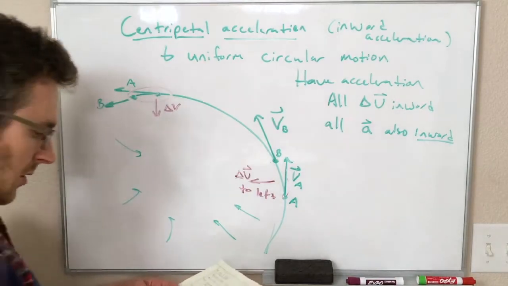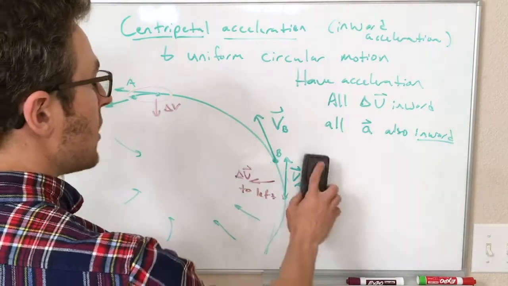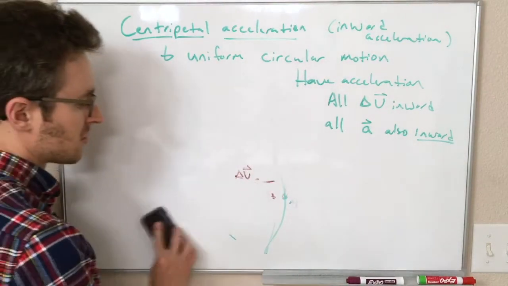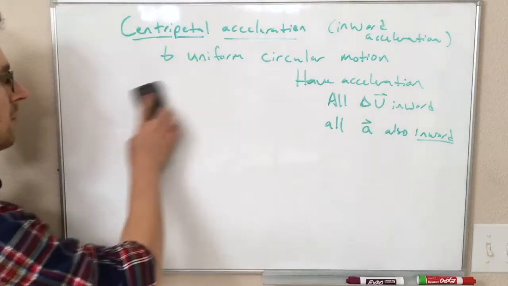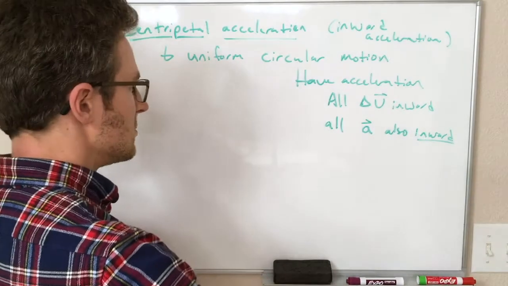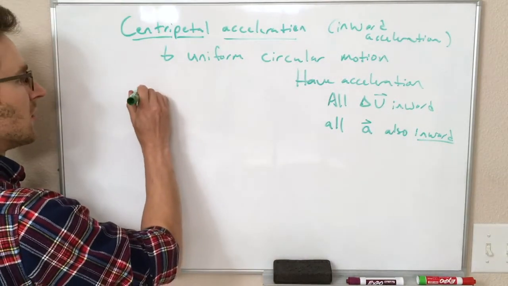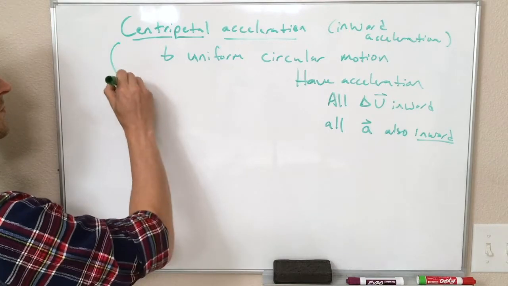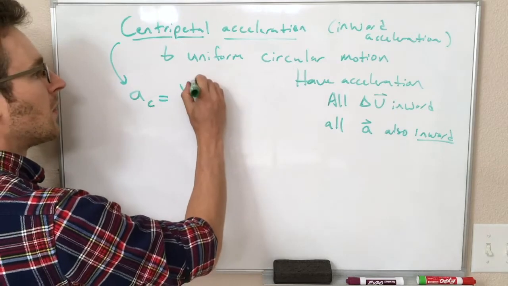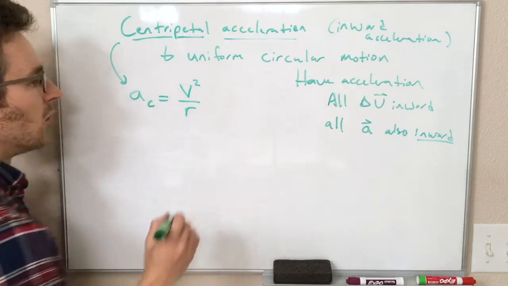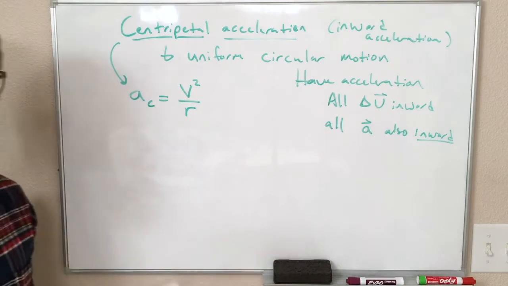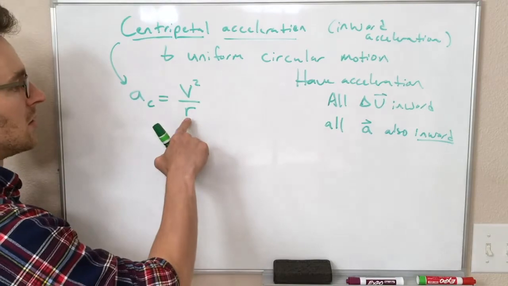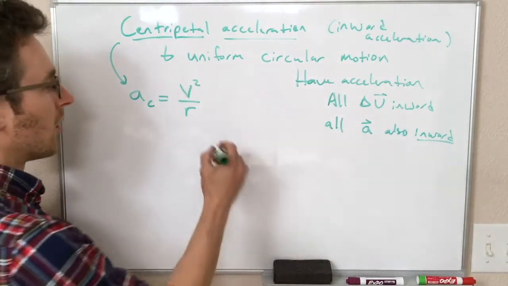Okay, so we have an equation for how big this acceleration is, and we can derive it. It's probably not worth looking at where it comes from. We can just use it. And this acceleration, which we will call AC, our centripetal acceleration, is equal to v squared over r. V is our velocity, or v squared is our speed squared. And r here is the radius of our circle.